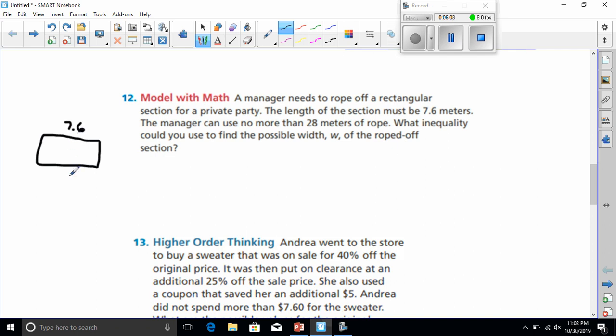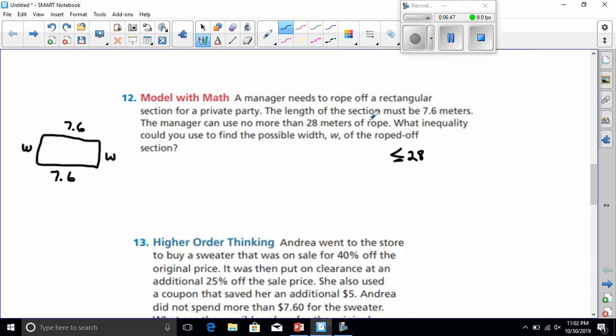Well, if this side is 7.6, then this side must be 7.6. And we don't know what the width is, so we'll leave these as W, standing for the width, because whatever this is, this one will be the same. Now it says you can use no more than 28 meters of rope, so that means everything has to equal 28. But what we have to realize, it says no more than, so it can't go over 28, but it could also be less than 28. It can't be more than 28, but it could be less.